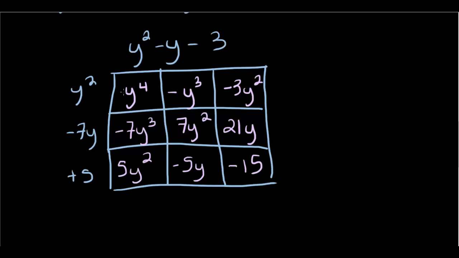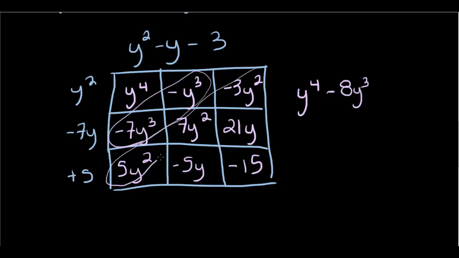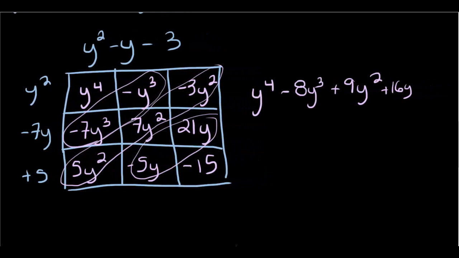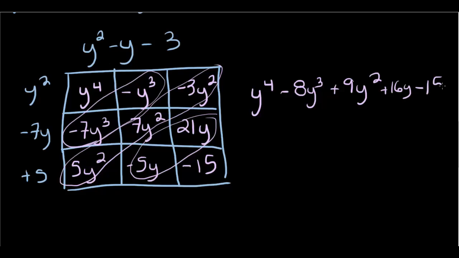And then we combine like terms. So we will have y to the 4th, and then these two. Negative 7y cubed minus y cubed, negative 8y cubed. And then we're going to combine these three. 5 plus 7, 12, minus 3, 9, y squared. And then these two. Negative 5 plus 21 is 16y. And minus 15. And that's the answer.